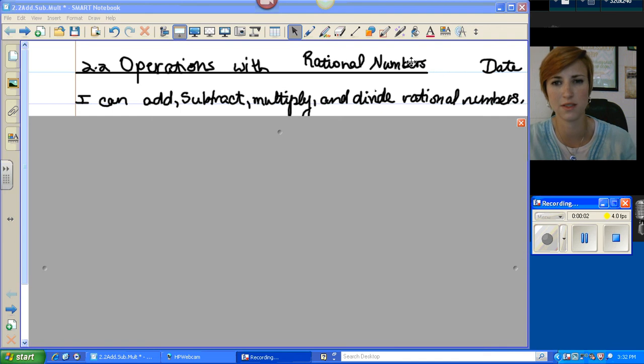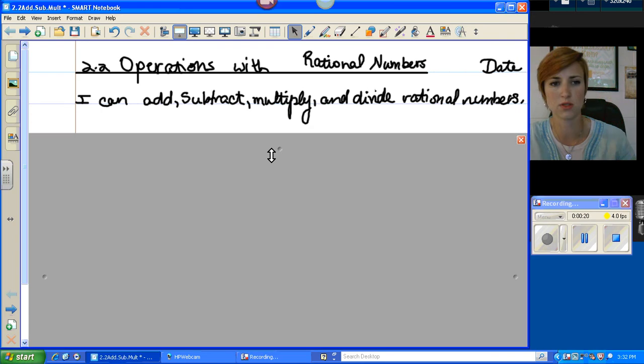Okay, this is lesson 2.2 with rational numbers. Go ahead and put today's date. And to start off with, we're going to have our I can statement. By the end of the lesson, we hope I can add, subtract, multiply, and divide rational numbers.